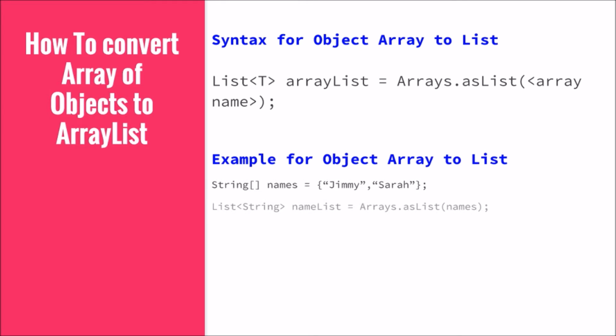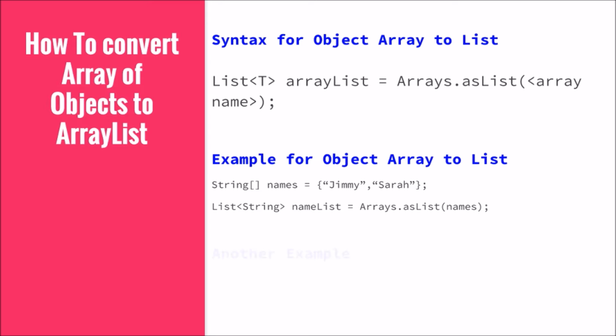Here is an example. We have an array of names, which is a string array. I'll say Arrays.asList and provide this names array as the parameter, and it will return me a list of strings, which I'm calling here nameList.